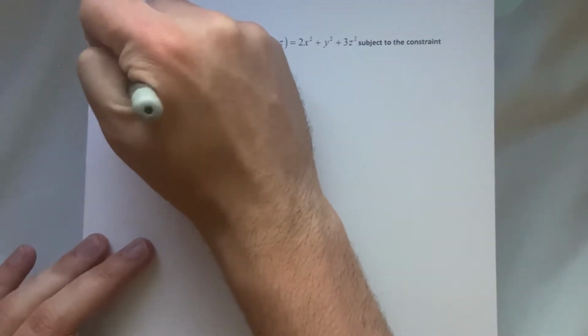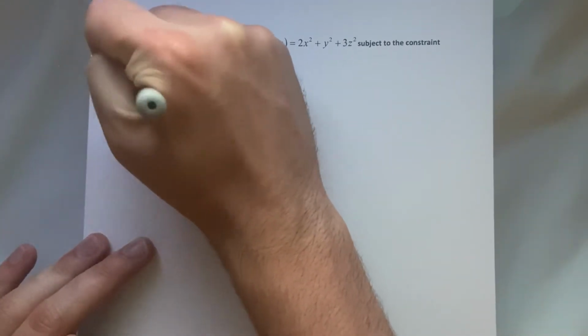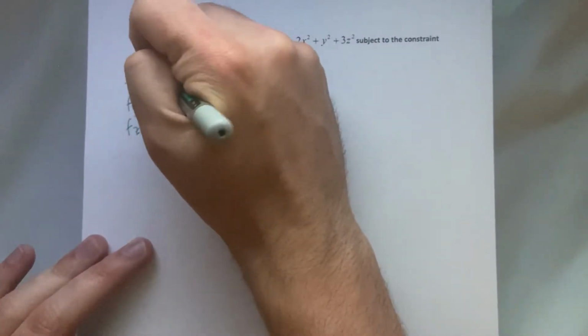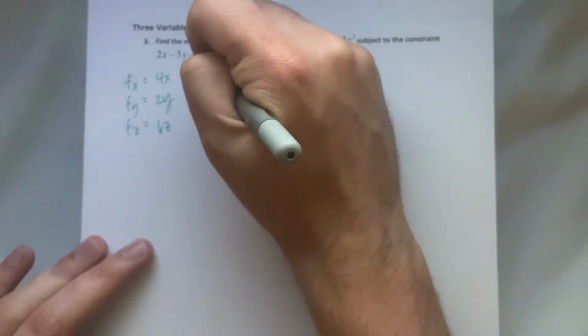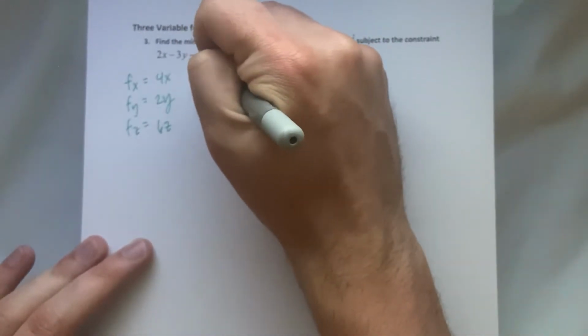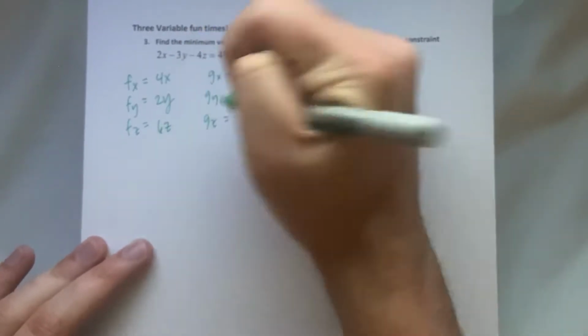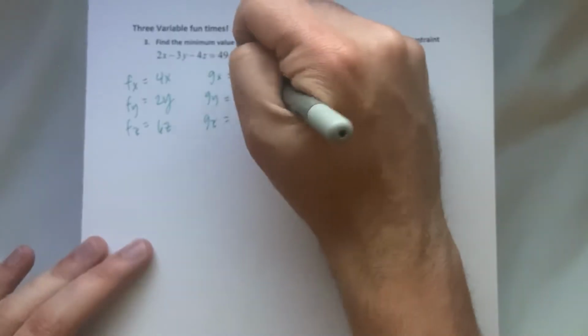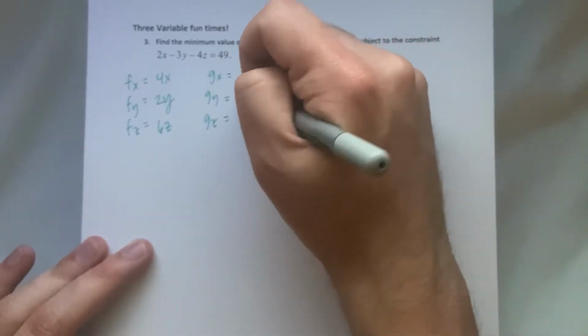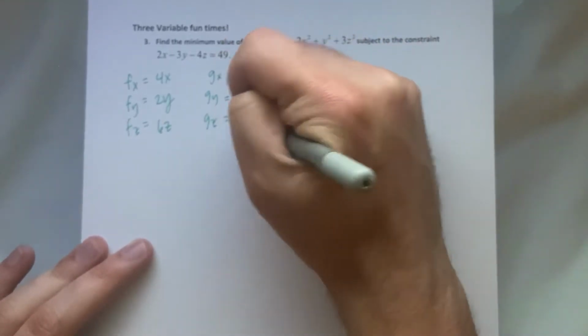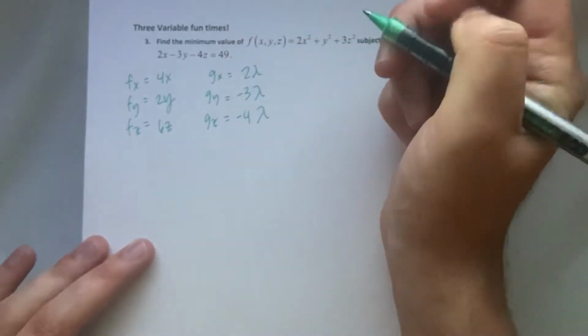So let's do our partials. F of x, f of y, f of z. These are 4x, 2y, and 6z. What about our partials with respect to g? G of x, g of y, g of z. It's 2 lambda. I'm going to go ahead and multiply it in. Negative 3 lambda and negative 4 lambda.